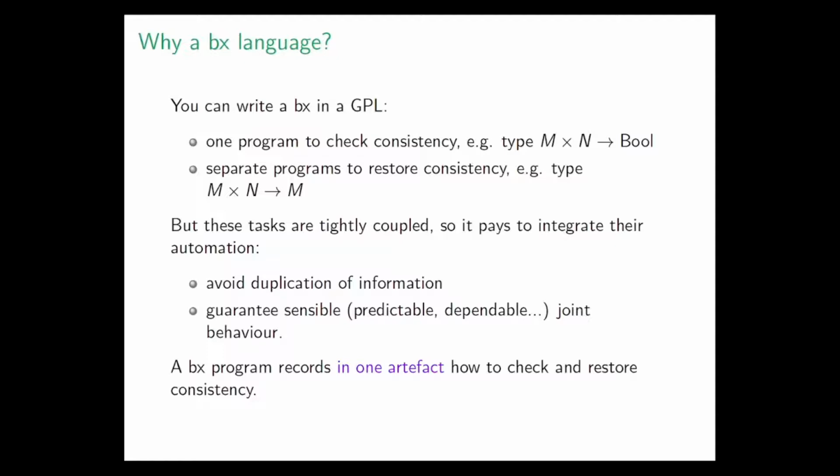However, these tasks, which we could of course write as separate programs in Java or our favourite programming language, are tightly coupled, for example, because they all will need knowledge about the structure of the data sources that are being related. And so there are some advantages in integrating their automation in a bx program, which is one artifact which specifies both how to check consistency and how to restore it. And that opens up the possibility of guaranteeing sensible joint behaviour, perhaps by having a bx language in which you can only write bidirectional transformations which have certain predictable, dependable joint behaviour.